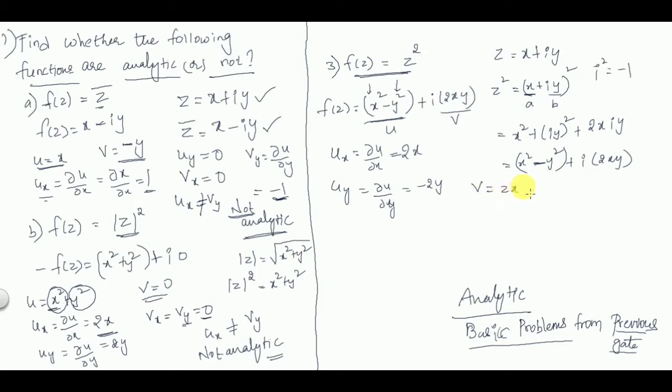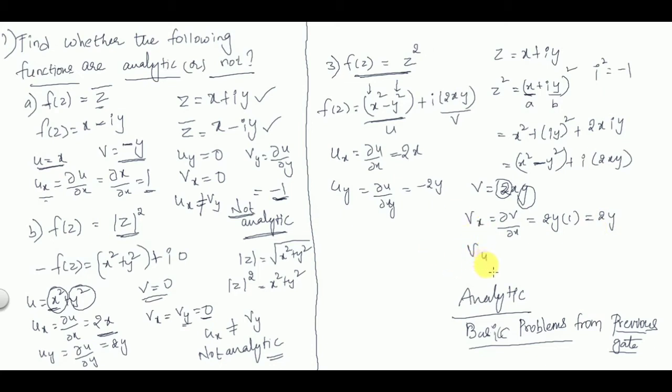Then what is v? V is equal to 2xy. So vx is dou v by dou x. When you are differentiating with respect to x, 2 is a constant and y is also constant. So 2y I am writing outside. So differentiation is with respect to x. So dou x by dou x is equal to 1. So it will be 2y.